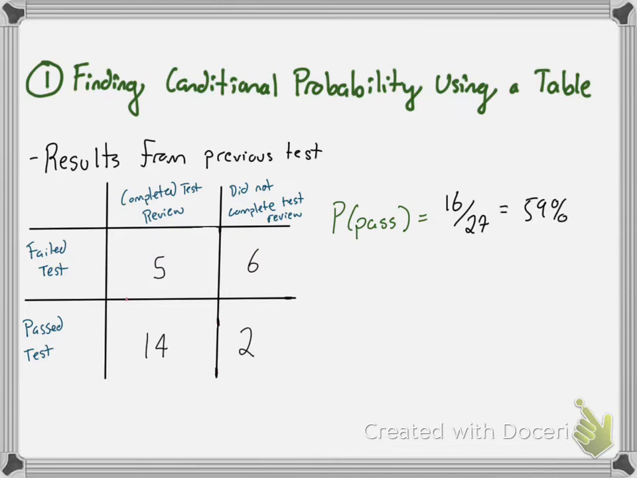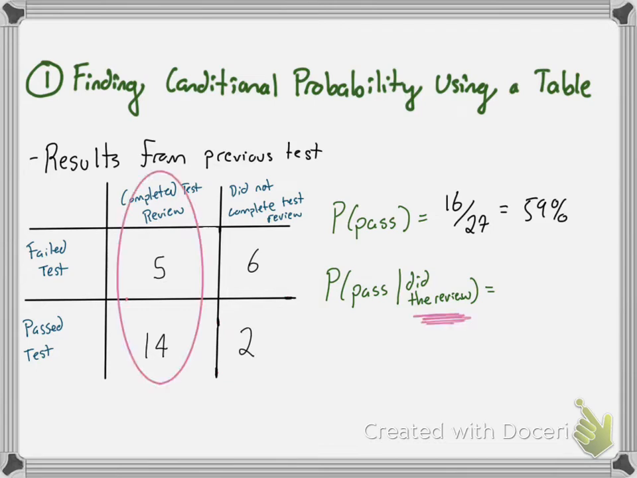That being said, sometimes I might want to look a little bit deeper into the data here. If I'm giving a test review, I'd want to see that it would actually have an effect on increasing your chances of passing a test. So if I want to find the probability that you passed given you did the test review, now I don't care about the whole class anymore. I only care about people who did the test review. So I'm looking at these 19 people. Out of the 19 students that completed the test review, 14 of them passed the test. That's going to be helpful data because now I can see that that's 74%.